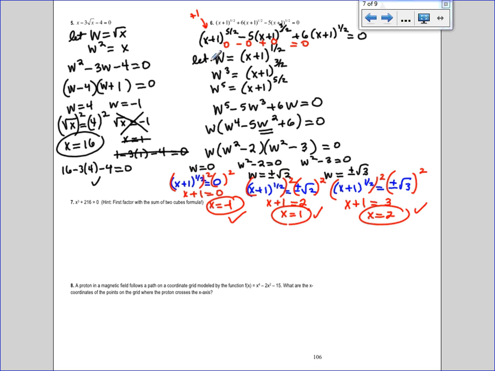Alright, number 7. So I have x cubed plus 216 equals 0. So it says first factor using the sum of two cubes formula. So let's say we're back in algebra 1. If I'm back in algebra 1, I don't know how to solve this problem. I'm just going to subtract the 216 from both sides. So this is the old way.